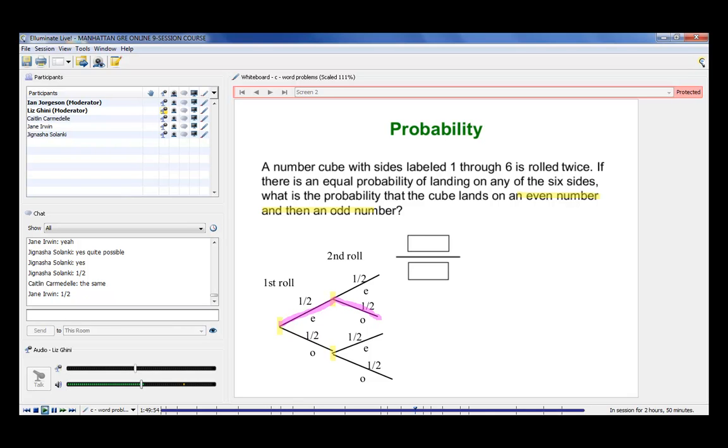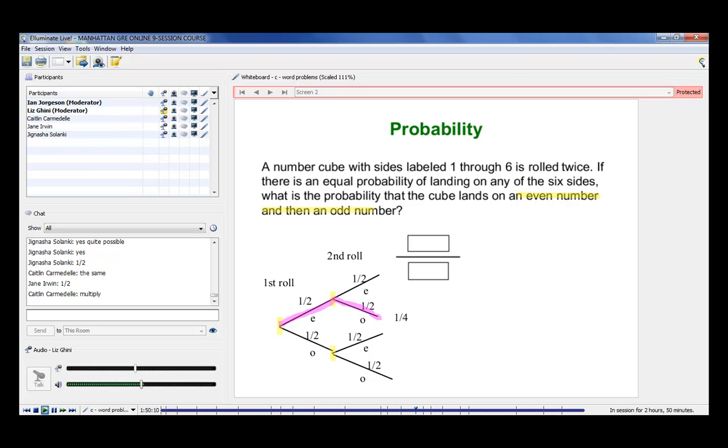All right, what should I do? Oh, somebody must remember. What do you do when you travel along the branch? You multiply. Thank you for saving us, Caitlin. All right, so the probability here is 1/4, and that was the correct answer.